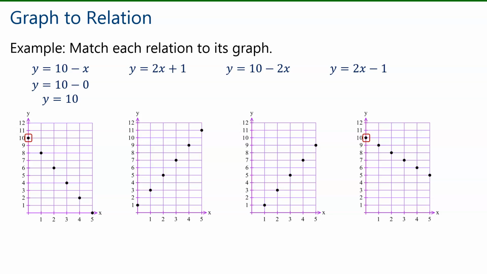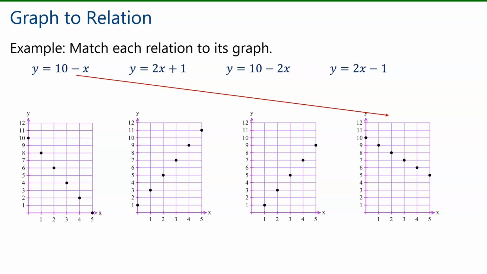So remember that x is 0 is down in the corner. So now it's between these 2 graphs. So in order to determine which graph it is, we need to replace x with another value. So let's replace x with 1. 10 minus 1 is 9. Now between these 2 graphs, I'm looking to see when the x value is 1, which one has a y value of 9. And you'll see that that is the graph here on the right. When x is 1, y is 9. So let's draw a line to match that relation with this graph.